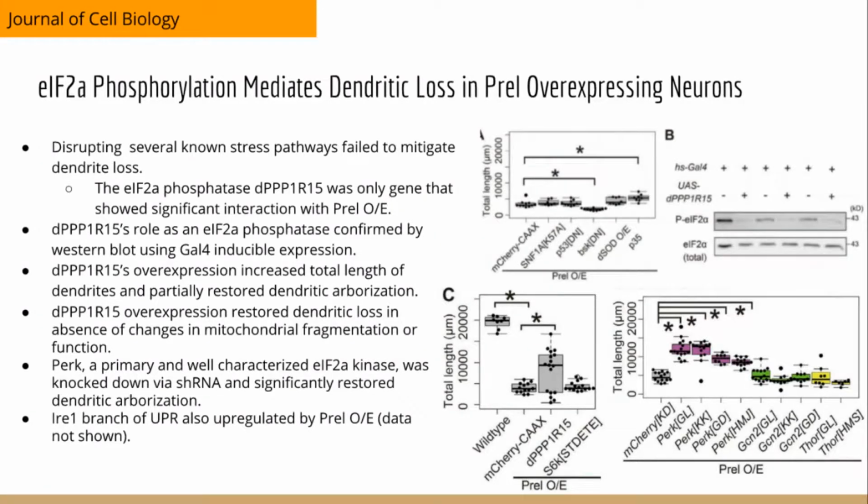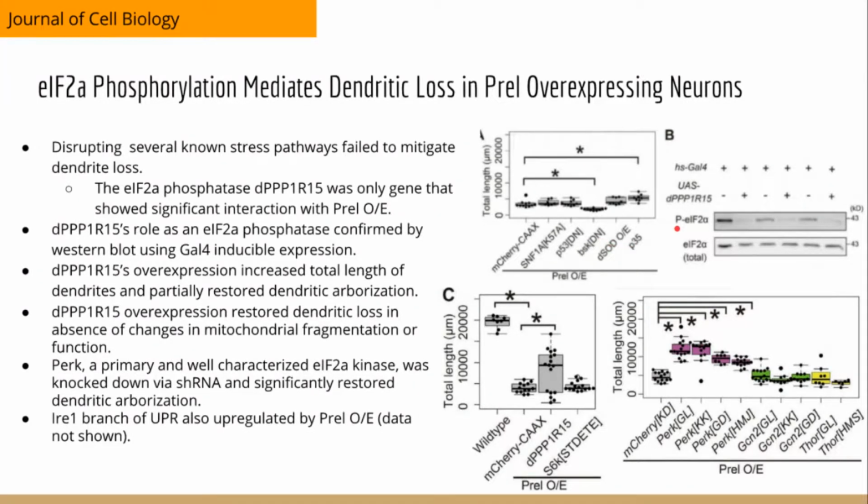They tested several of them, such as the P53 dominant negative, which didn't change the length of the dendrites. BSK dominant negative, an inhibitor of the JNK stress signaling pathway, didn't change anything. They also did a BAC, which didn't change anything. The one gene that they found to significantly alter dendritic loss was the DPPP1R15 protein, a known eIF2a phosphatase. So the first step after this discovery was to confirm that it was indeed functioning as an eIF2a phosphatase.